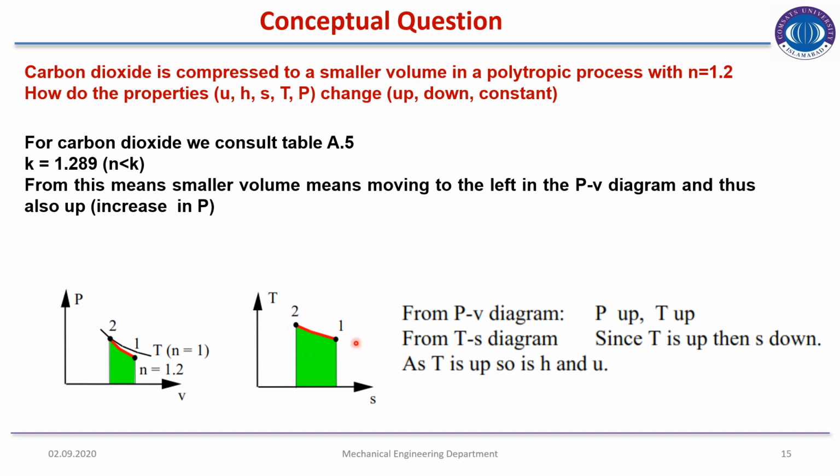And for the TS diagram, 1 to 2, the temperature will increase, entropy will decrease, and pressure is increasing and volume is decreasing. So from the PV diagram, pressure will increase, temperature will increase, and as temperature is increased, s is down. So as temperature is increasing, the entropy value will decrease. And u and h are functions of temperature. As temperature is increasing, therefore specific enthalpy and internal energy will also increase.